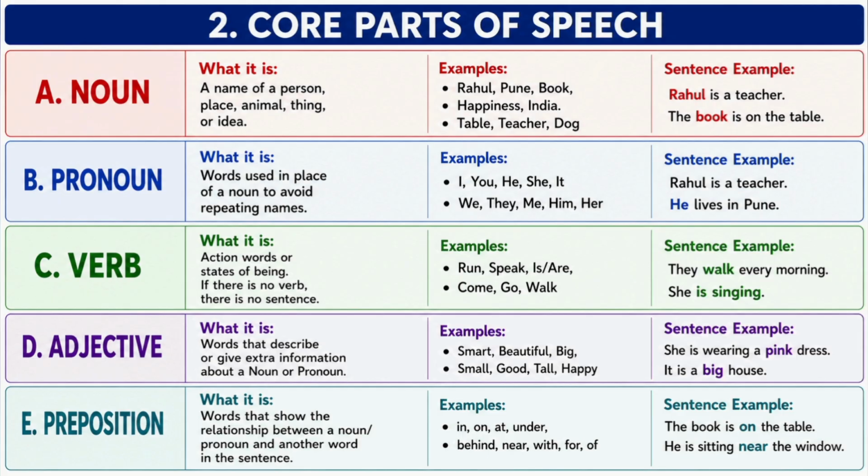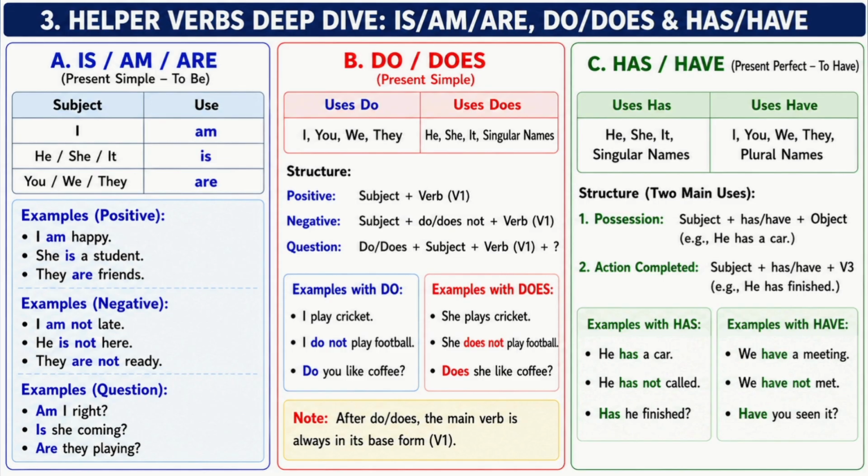Fifth is the preposition. Prepositions are words that explicitly show the relationship, location, or positioning between a noun or pronoun and another word in the sentence. Common examples include in, on, at, under, behind, near, with, for, and of. We see this clearly in sentences like, the book is on the table, or, he is sitting near the window. Next, let's look deeply into auxiliary verbs, commonly known as helper verbs.